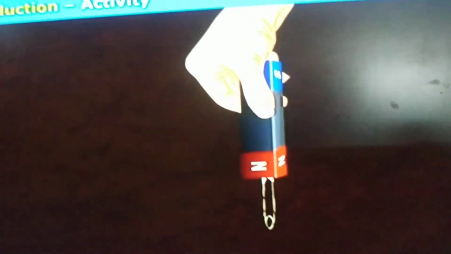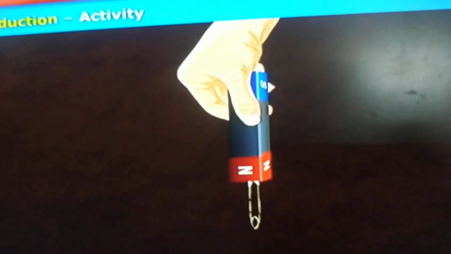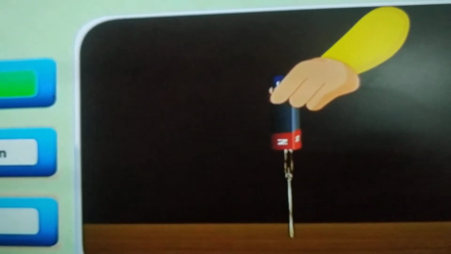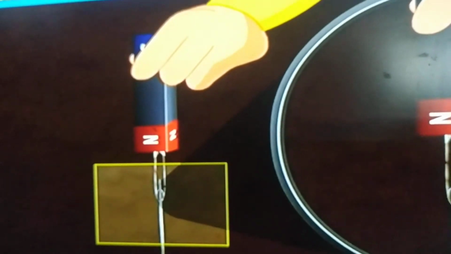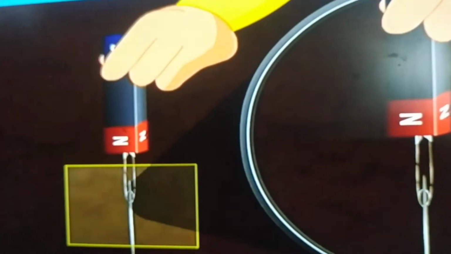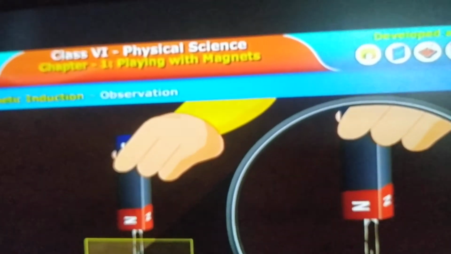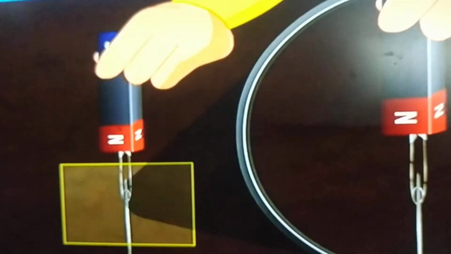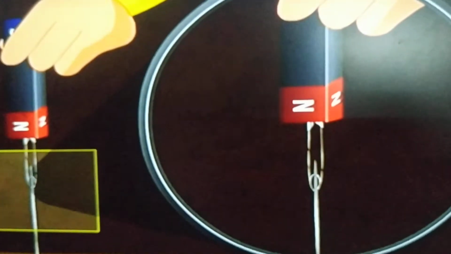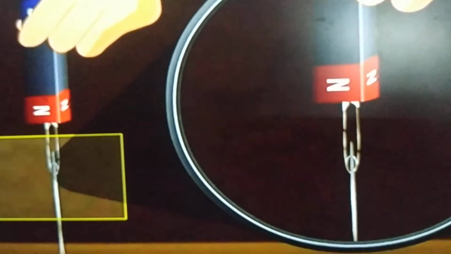Now take a needle and touch it to the safety pin. Observe the changes. What happened? Actually the bar magnet didn't touch the needle directly. By means of the safety pin it is attached. Isn't it? Yes. So from this activity we observe that the needle gets attached to the safety pin, which acts as a magnet when it is in contact with a magnet.